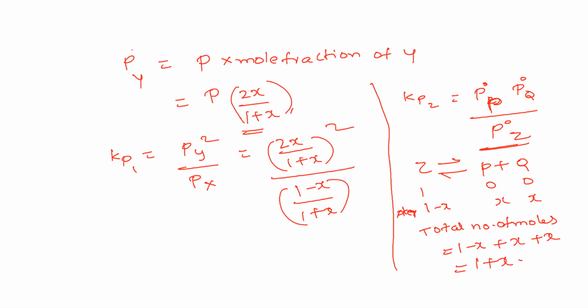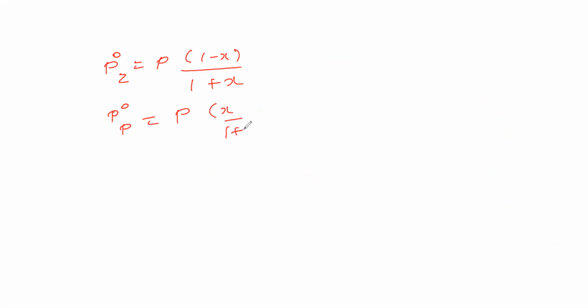So by this you can say the partial pressure of Z is equal to the total pressure into 1 minus x by 1 plus x. Similarly, the partial pressure of P is equal to the total pressure into x by 1 plus x, because the number of moles of P is x. And the partial pressure of Q is equal to the total pressure into x by 1 plus x.